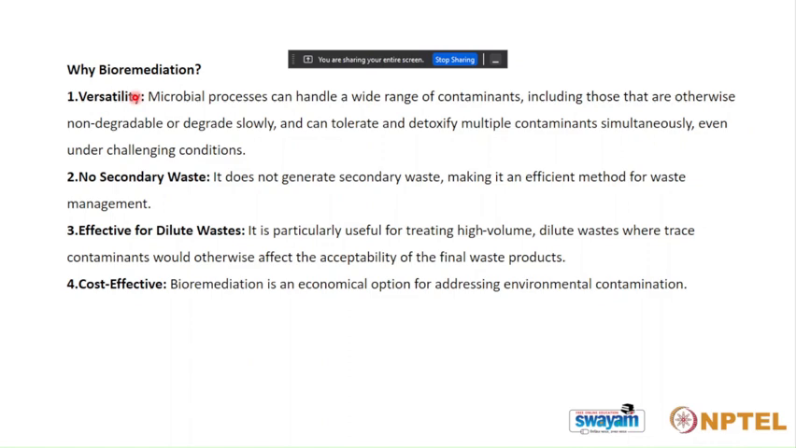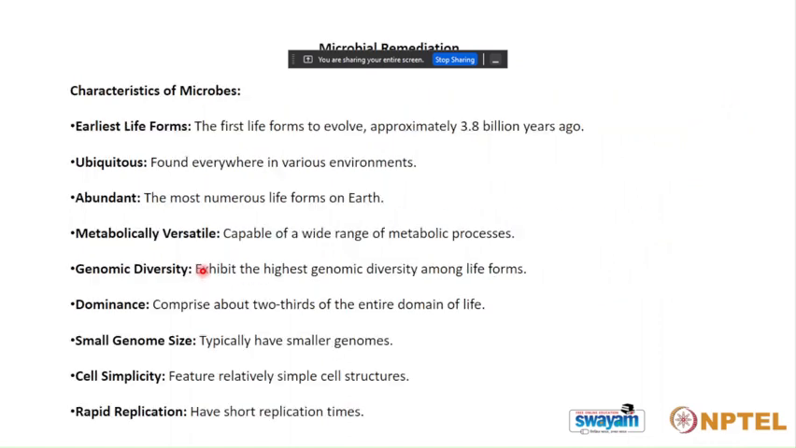And bioremediation is also cost effective. Cost effective in the sense we don't need to add any external chemicals, and the energy requirement is also very low with respect to other processes. So these are the basic advantages of bioremediation, and these are the reasons why we should rely on bioremediation.